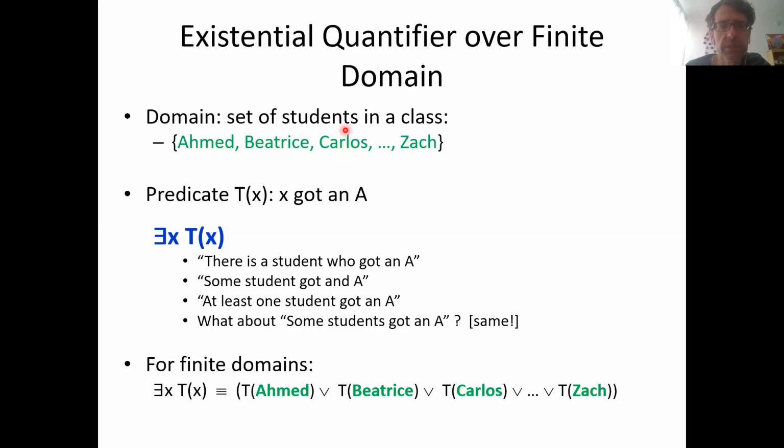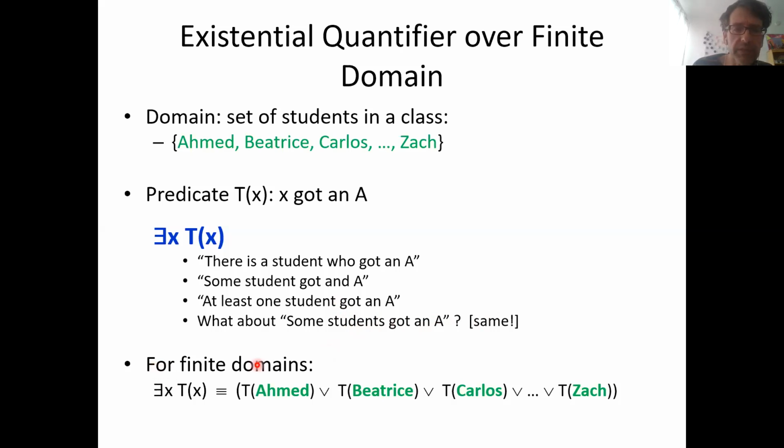If you look at the existential quantifier over a finite domain, to say that there exists an x such that T(x), there are many ways to say it. For the statement x got an A: there is a student who got an A, some student got an A, at least one student, and perhaps some students got an A, right? And here we get to ambiguities of English, because if a professor says that, you can be like, well, he implies that there is more than one, right? Well, we're going to interpret this as there is no such implication. But obviously in human speech, there is one.